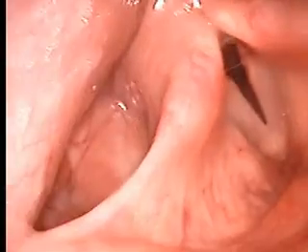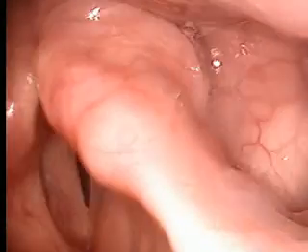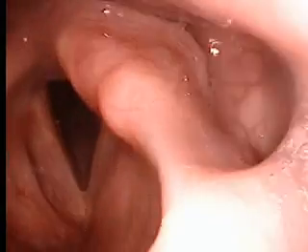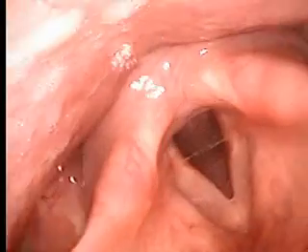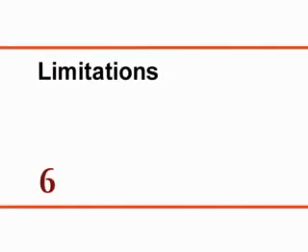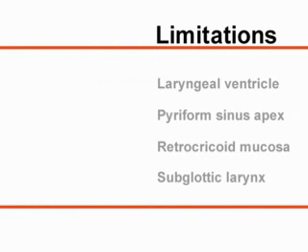Rotate the head from one side, then to the other. For all portions of this exam, the endoscope is advanced as close to the tissue as possible without touching. Touching the tissue may elicit a prominent gag reflex. Flexible laryngoscopy permits only limited visualization of the subglottic larynx and cervical trachea.